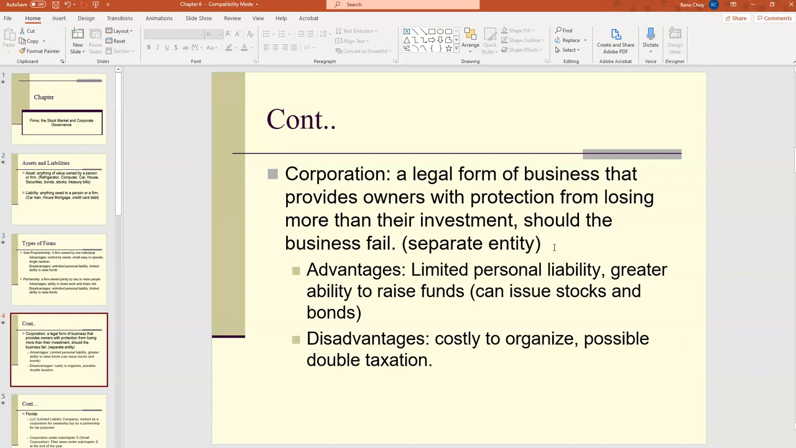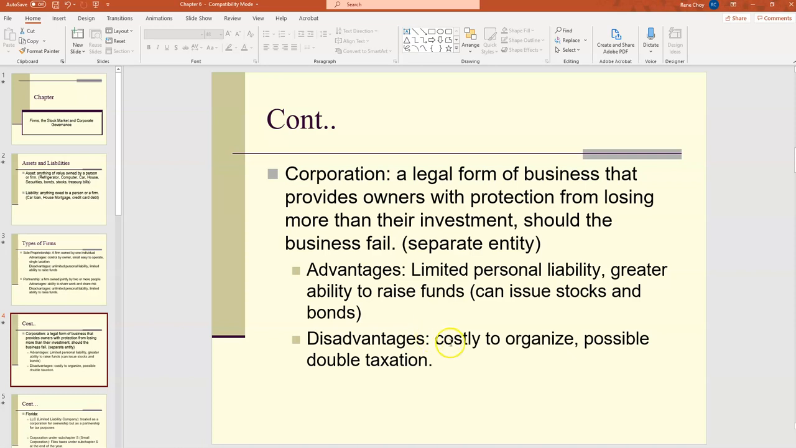The major advantages of having a corporation is that it has limited personal liability, which is what I just explained. It's treated as a separate thing. So if something happens while you're doing business on behalf of your corporation, worst case scenario, you can lose the value of the corporation, but you won't lose any personal assets. That's a major advantage. Another advantage of having a corporation is that you can now issue stocks and bonds.